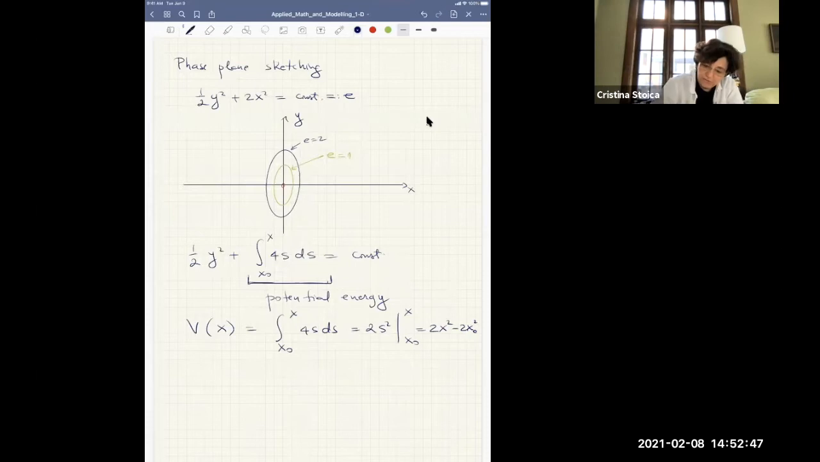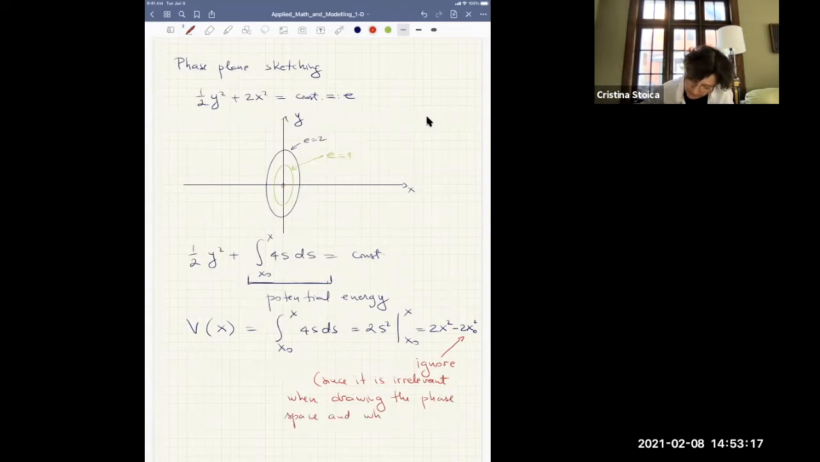But now I want to convince you that we can just ignore this constant, because it doesn't do anything in the equations of motion. So we'll just ignore it because it is irrelevant when drawing or sketching the phase space and when writing the equations of motion.